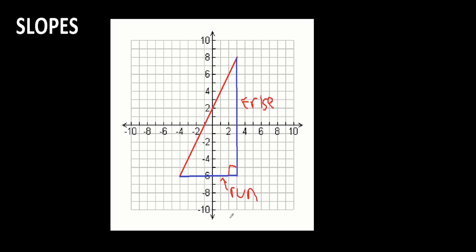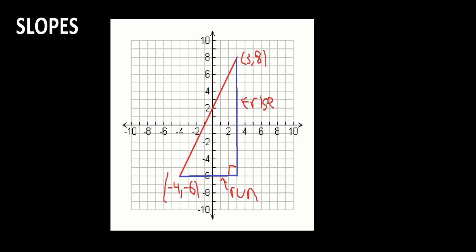So now that we have our rise and run, we can look at the numerical values of this rise and this run. And to do that, we must find the coordinates of the endpoints of our line segment. So we have 3, 8 here. That's our first endpoint, and we have negative 4, negative 6. So those are our 2 points.